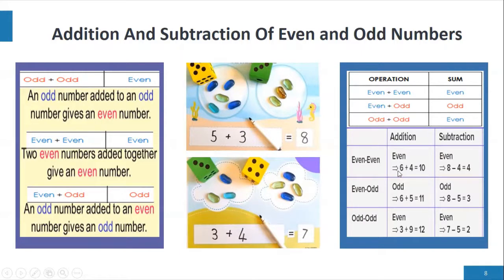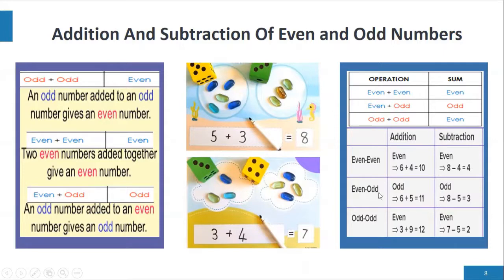Let's have a look at this example. 6 is an even number, 4 is also an even number. Whenever they are added together, the answer would be 10, which is also an even number. And if we subtract these two even numbers, the answer would also be an even number. 8 minus 4. 8 is an even number, 4 is an even number, subtraction, and then our result is 4, which is an even number.